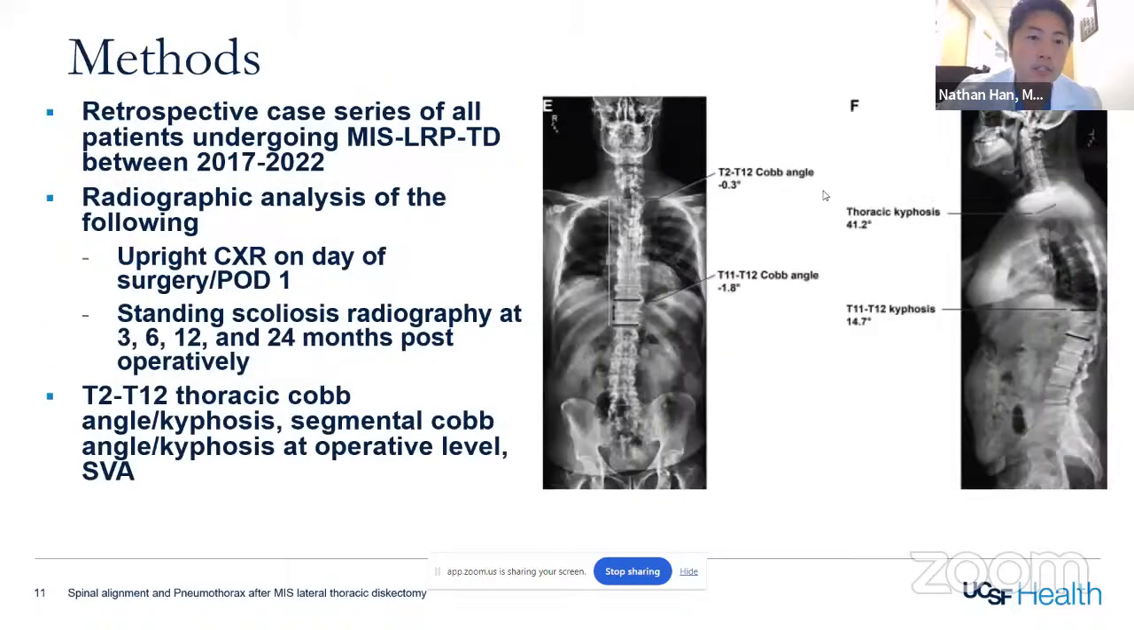So in looking at the retrospective study, in terms of the radiographic analysis, an upright chest x-ray and standing scoliosis x-rays were reviewed 3 months, 6 months, 12 months, and 24 months post-operatively. The T2 to T12 Cobb angle and the kyphotic angle, and the segmental Cobb angle and kyphotic angle at the operative level, and the SVA were analyzed appropriately.